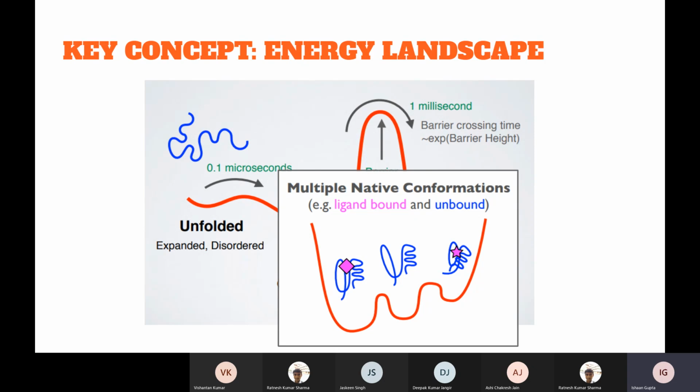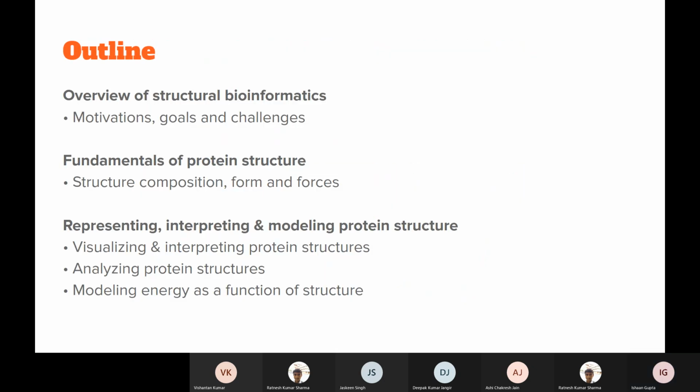So, right. All of these things essentially affect how this protein is going to get different conformations or shapes. The outline for today: I'm going to first give you an overview of structural bioinformatics in terms of its motivation, its goals and challenges. Then I'm going to talk about fundamentals of protein structure, very basic.